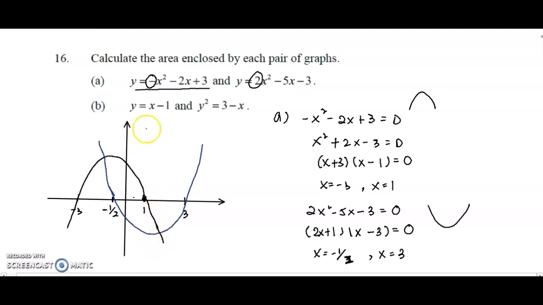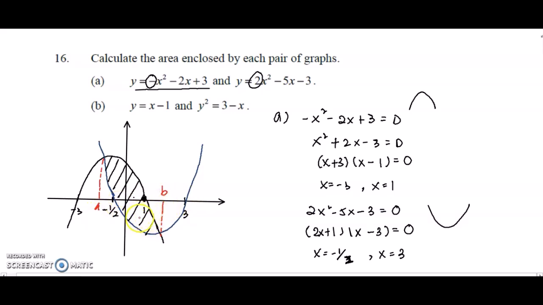Okay, now you need to get the area enclosed by each pair of the graphs, meaning that this is the area that you are interested in. Alright, so you want to get this area. Firstly, you need to get the intersection points, because we're going to integrate the top function minus the lower function from the value of a until the value of b. So the values of a and b are actually the intersection points between these two curves.